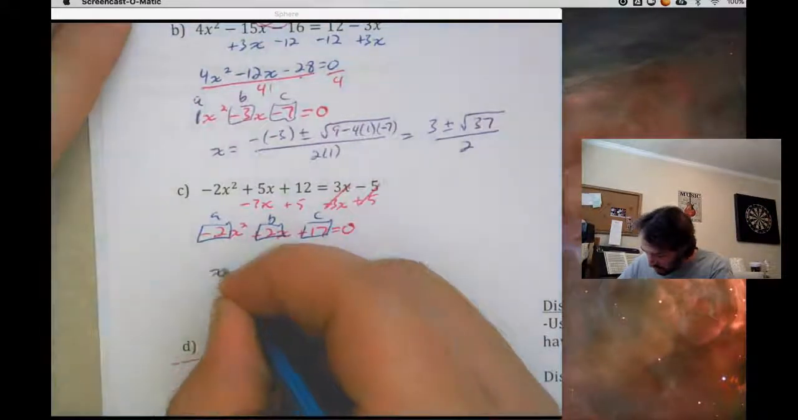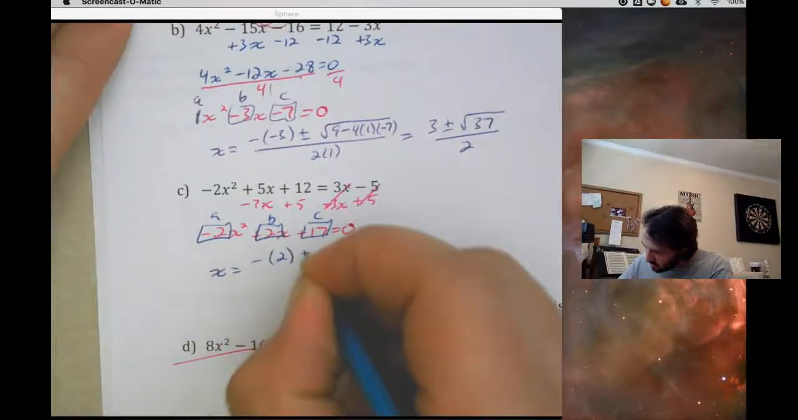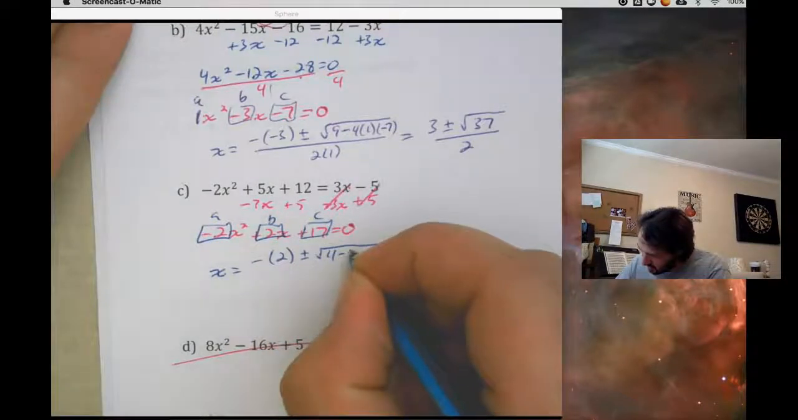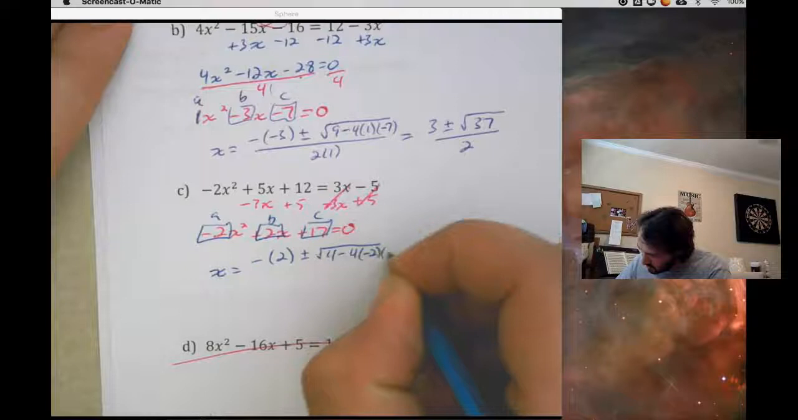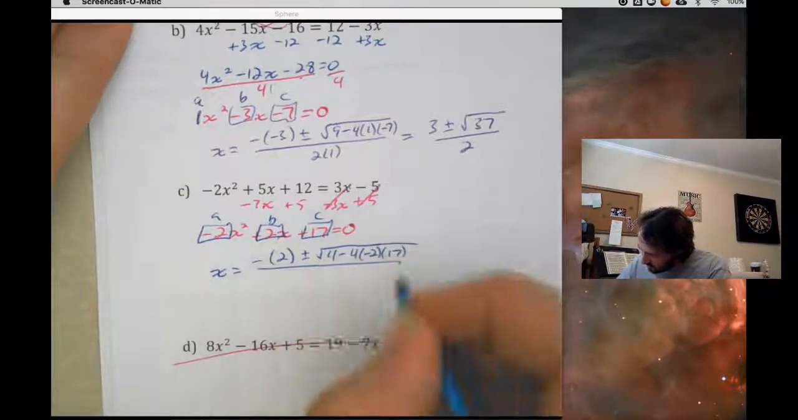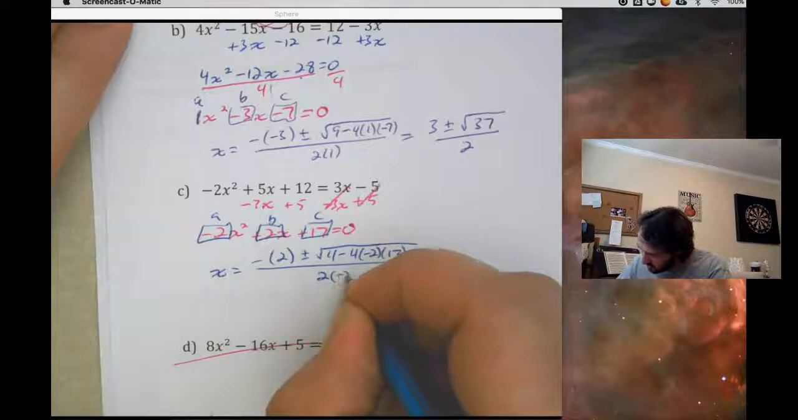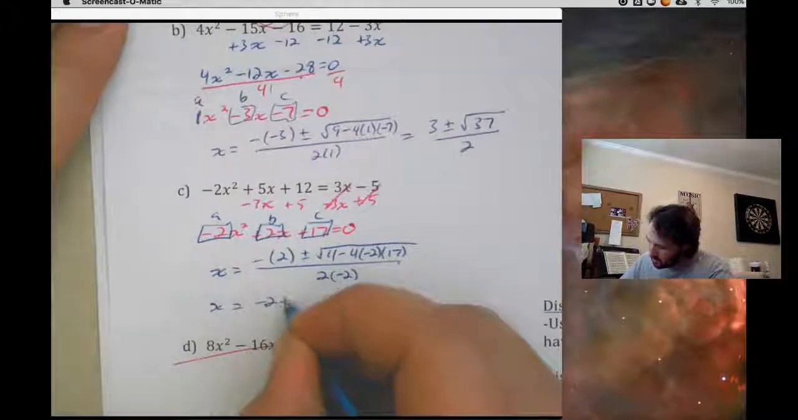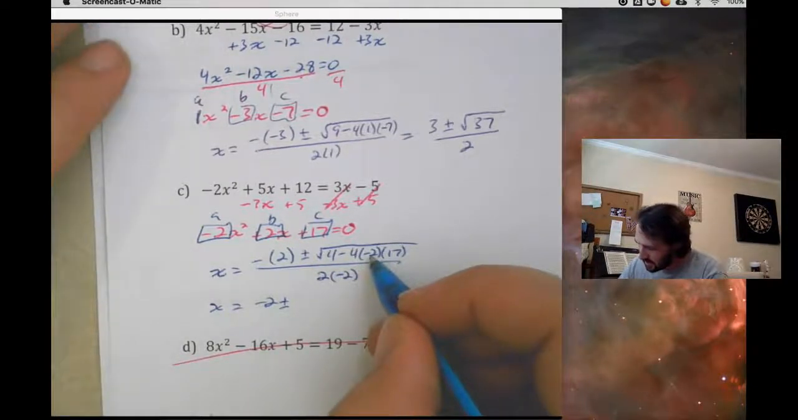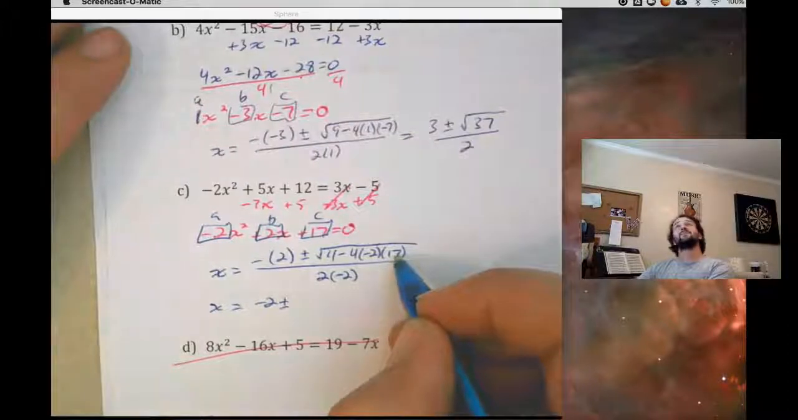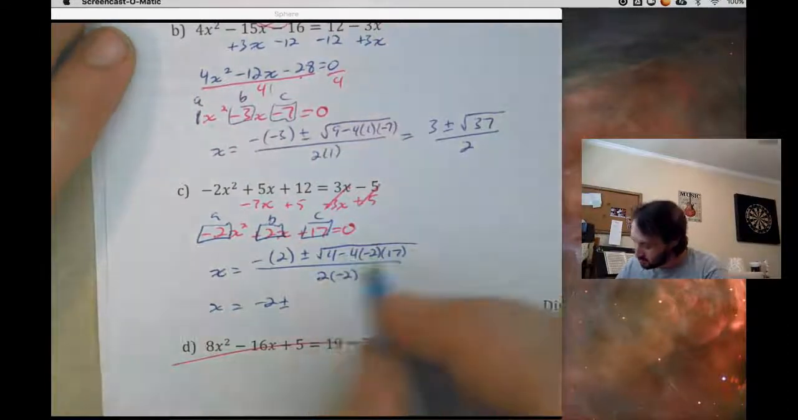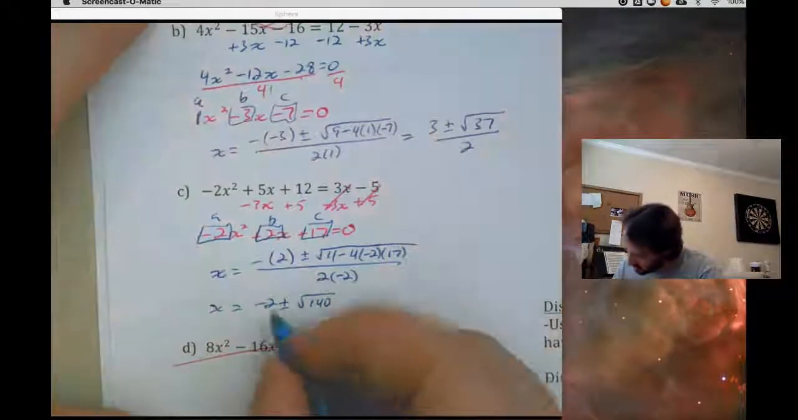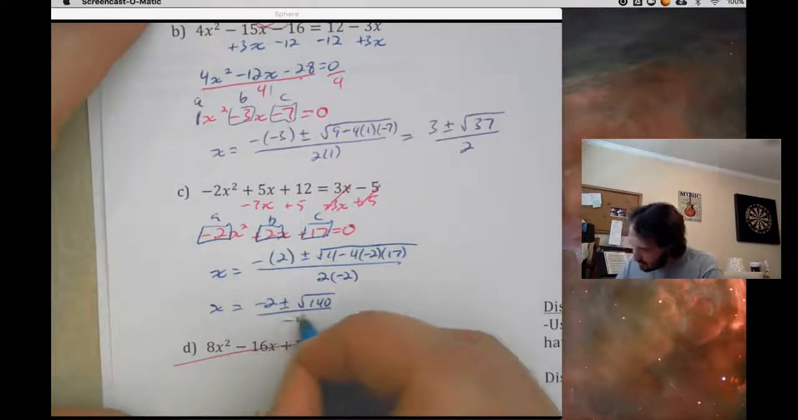So x equals negative 2 plus or minus the square root of b squared, which would be 4, minus 4 times a, which is negative 2, times c, which is 17, all divided by 2 times a, which is negative 2. So then just simplify those numbers. So I have negative 2 plus or minus. Let's see, this is 4 times 2 is 8. 8 times 17 is 80 plus 56, so 136, so 140. So square root of 140, that should reduce, we'll think about that, all divided by negative 4.